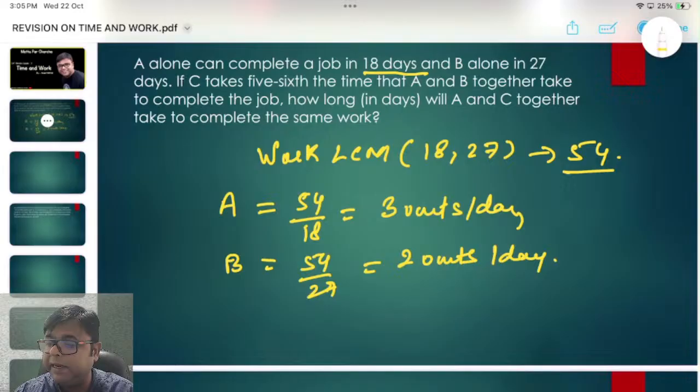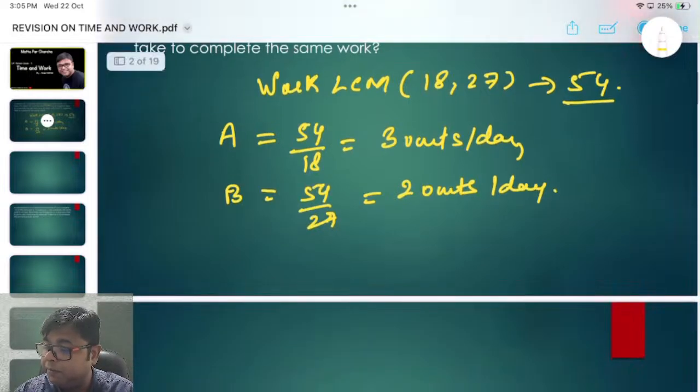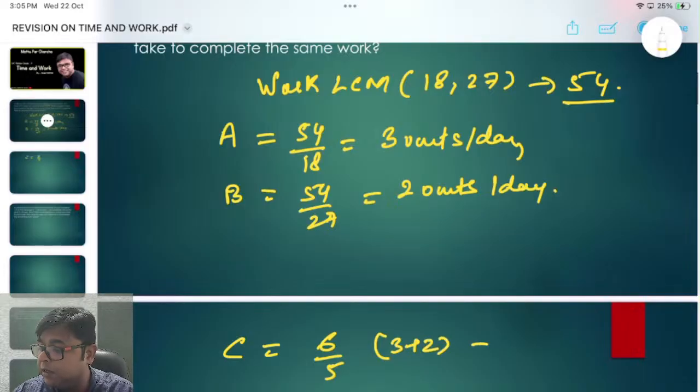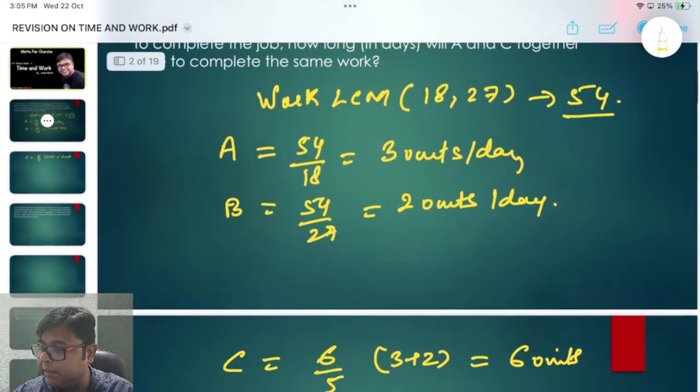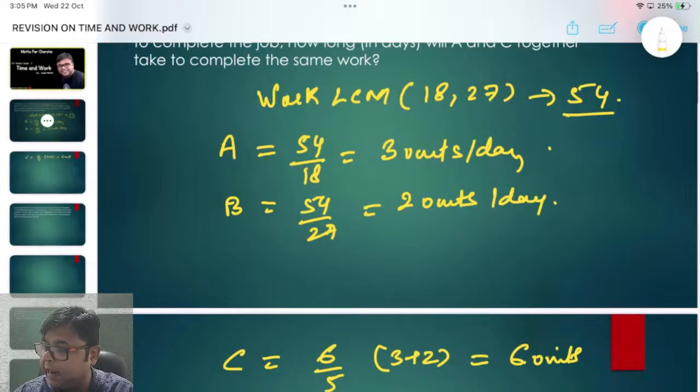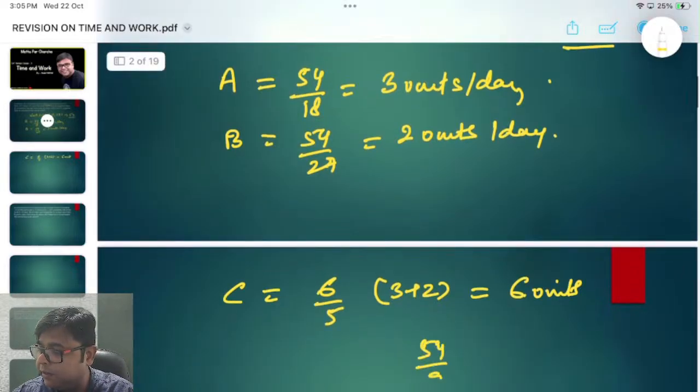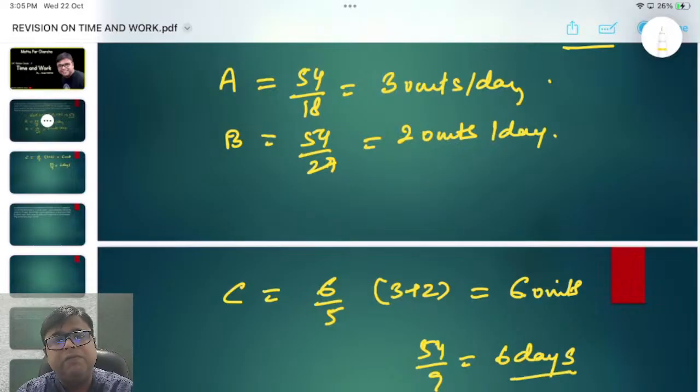Now they're saying if C takes 5/6 of the time, he will be 6 by 5 times as efficient as A and B together. That means C's efficiency will be 6/5 of 3 plus 2, which is 5. So C makes 6 units in a day. Now they're saying A and C, 9. So 54 by 9, which is 6 days. That's the answer. Right? So I hope this is clear to all.